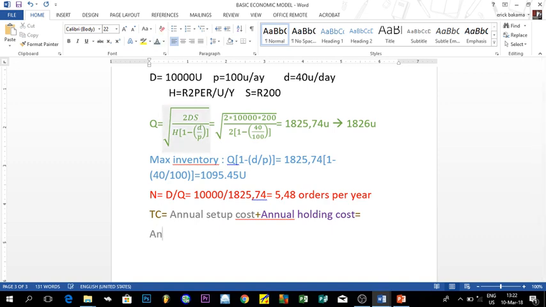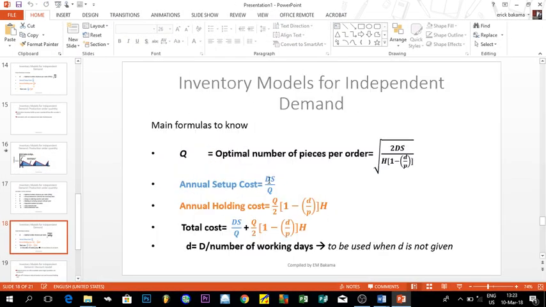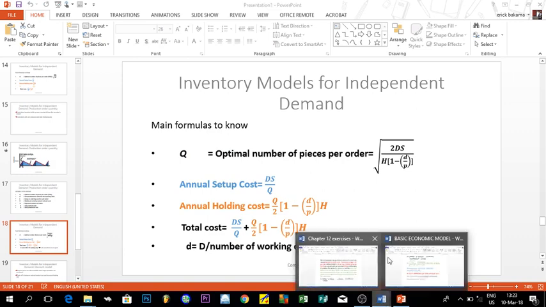So we have annual setup costs. The formula is still the same, which is D times S, and then we divide by Q, unless I'm mistaken. Because I know it's the only formula that doesn't change: D multiplied by S, divided by Q.